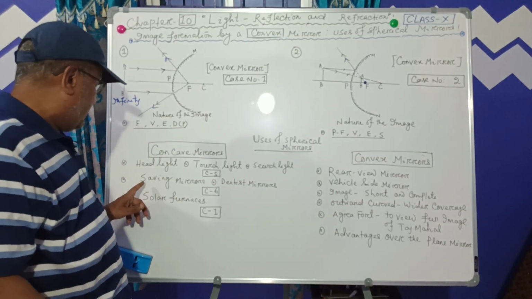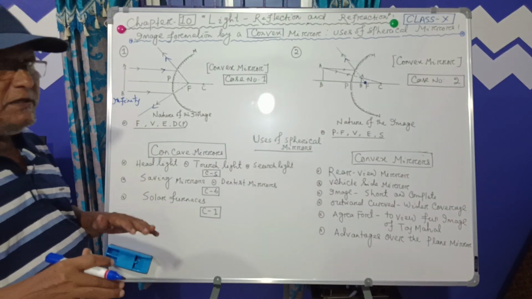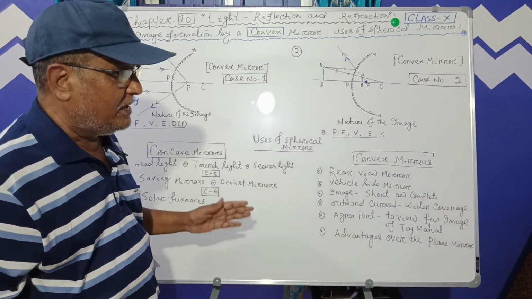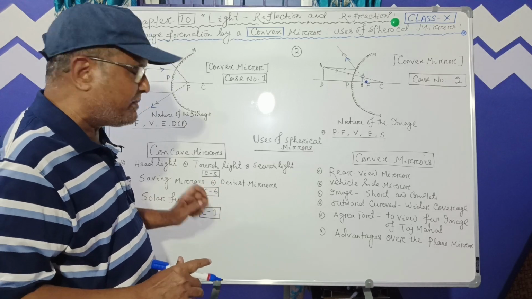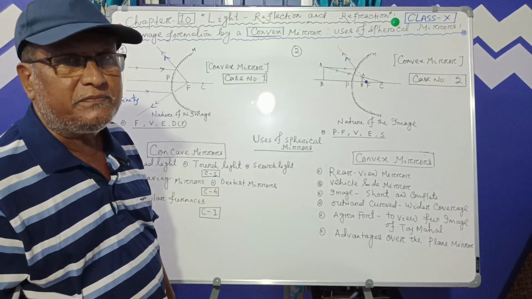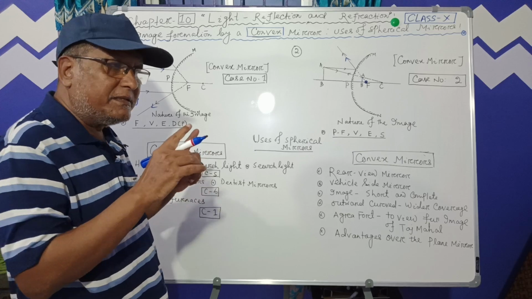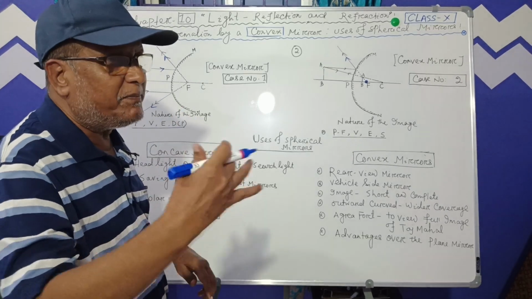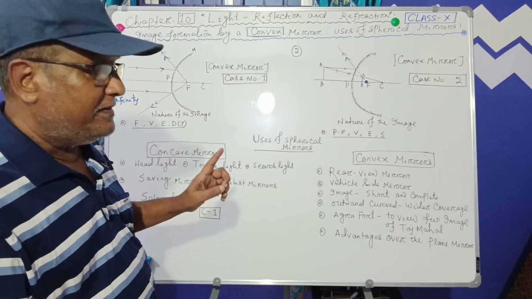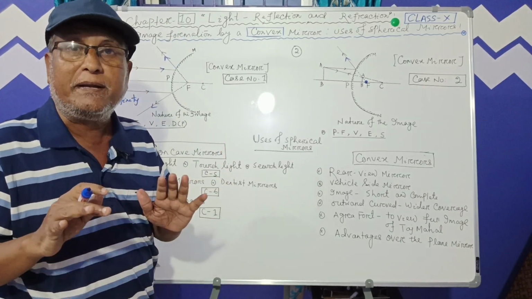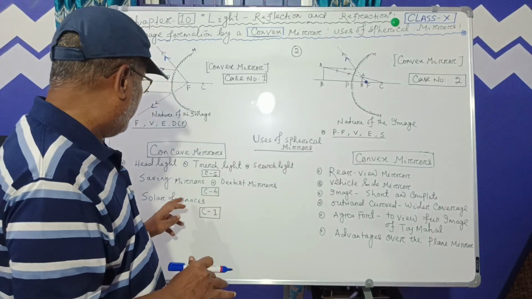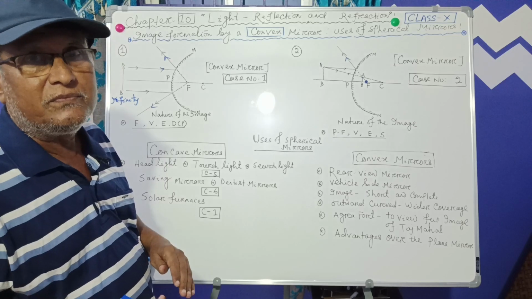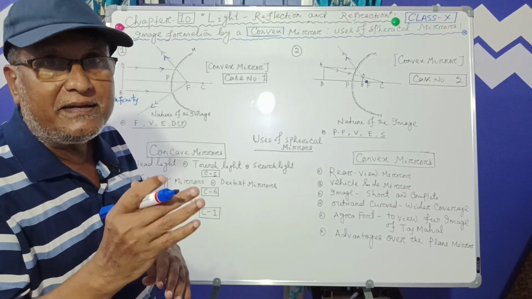Okay. Come to the point number 2, that is using shaving mirror and dentist mirror. And this is based on the principle of case number 6. When the object is placed between pole and focus, the image is formed behind the mirror. This is an exception case in case of concave mirror. And you see the image is enlarged, virtual, and erect.